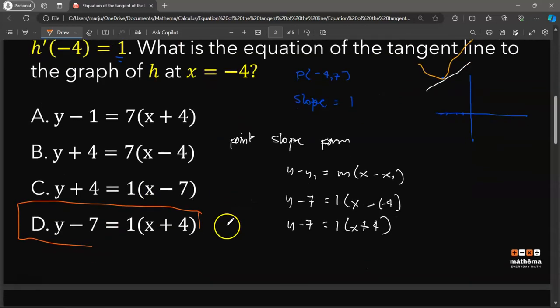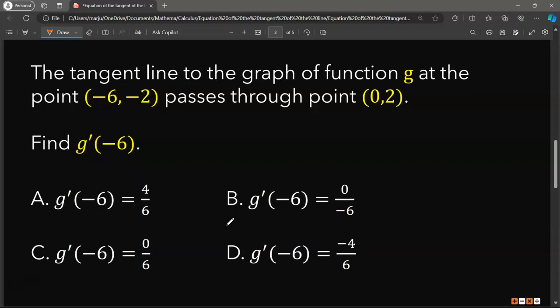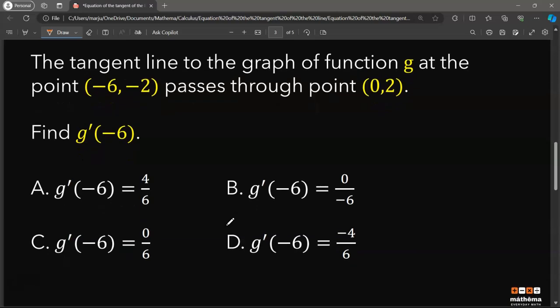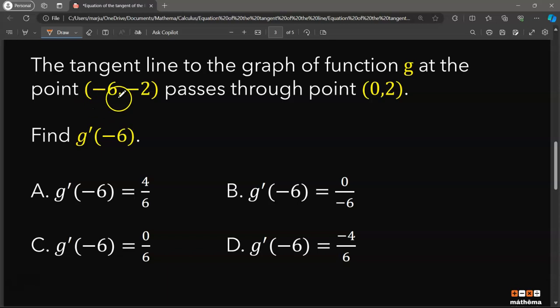So let's have the second item. It says here the tangent line to the graph of the function g at point 6, negative 2 passes through the point 0, 2. Again, we are given 2 points. Our line is tangent to the graph of the function g at this point, and it also passes through this point. Remember, we only need 2 points to determine a line.